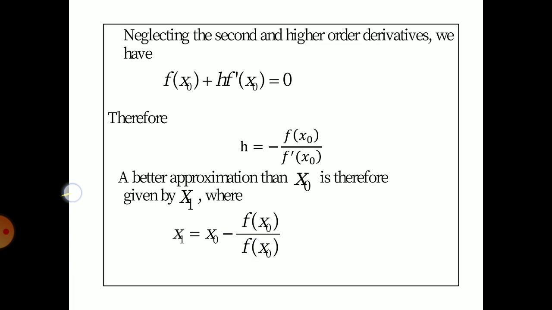Students, though it does not look like f'(x0), it is a print mistake, because it must be f'(x0). The value of h is -f(x0) / f'(x0), and we are substituting this value of h here, and therefore x1 = x0 - f(x0) / f'(x0).